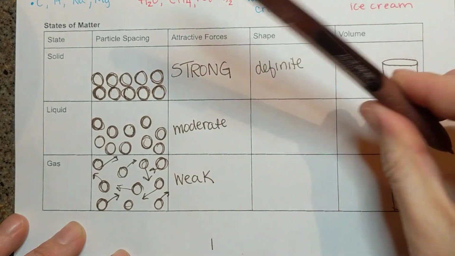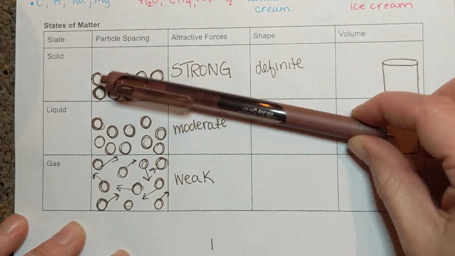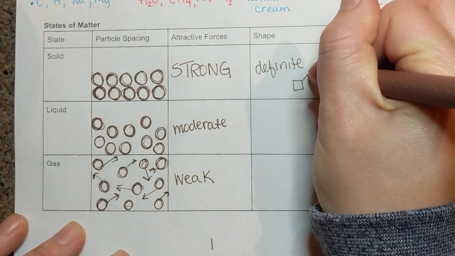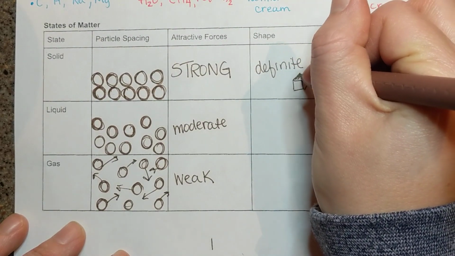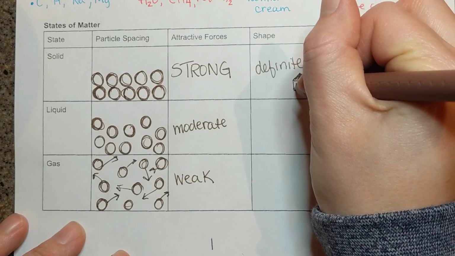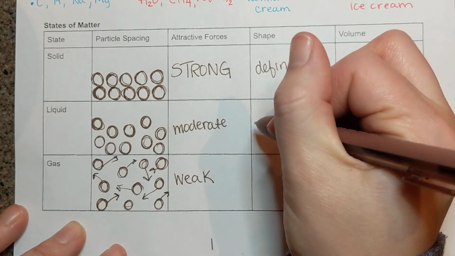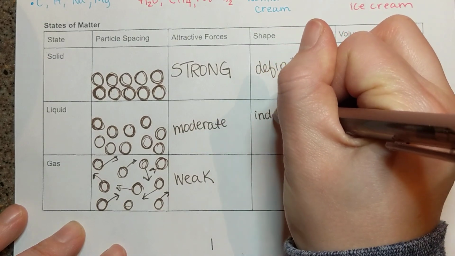Now their shape, the shape of a solid is definite. I can look at something, I can look at this pen and see, yep, this is this shape, right? So if I had a cube, that's a solid. We can see it has a definite shape. I can see exactly how it looks. Whereas a liquid has an indefinite shape.